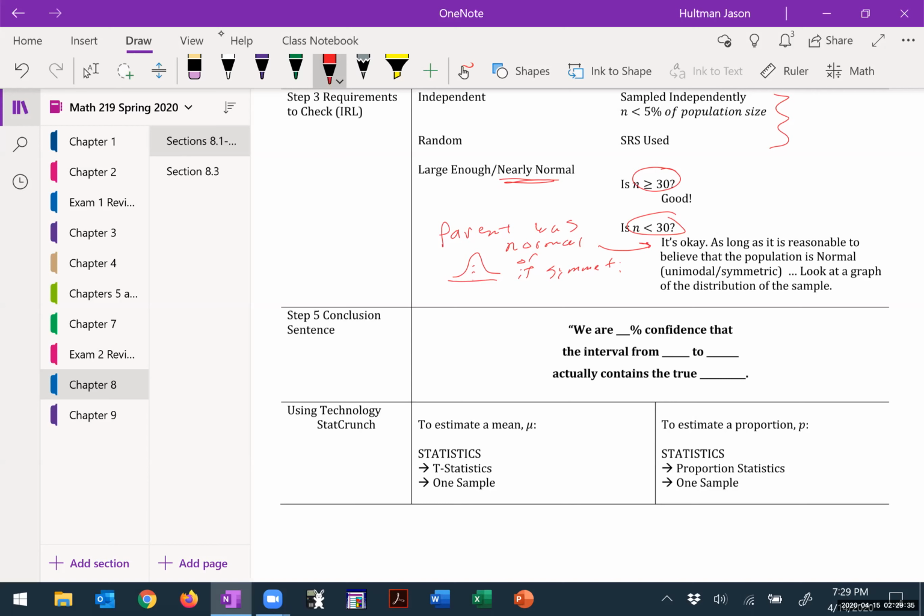Step 4 would be to do the calculations. Step 5 would be to do the conclusion. Well, what are the conclusions here? The conclusions would be, we are blank % confident. We are, say, 95% confident that the interval from, say, A to B actually contains the true mean, or true proportion, or true standard deviation, or whatever parameter we're looking for.